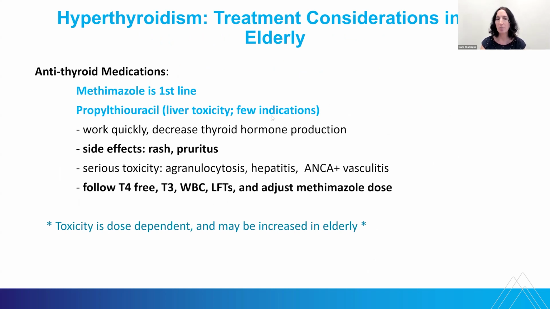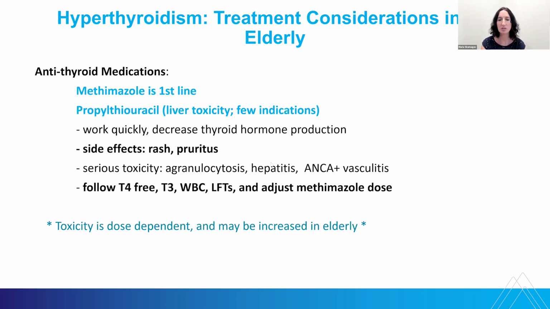So it is indicated in women in their first trimester because it is less teratogenic than methimazole, but otherwise methimazole is first line. It works quite quickly. Within days to weeks, there's a decrease in thyroid hormone production. We want to look out for, is there itching or rash? Serious toxicities are not common, but they're a little more common in the elderly and with higher doses.